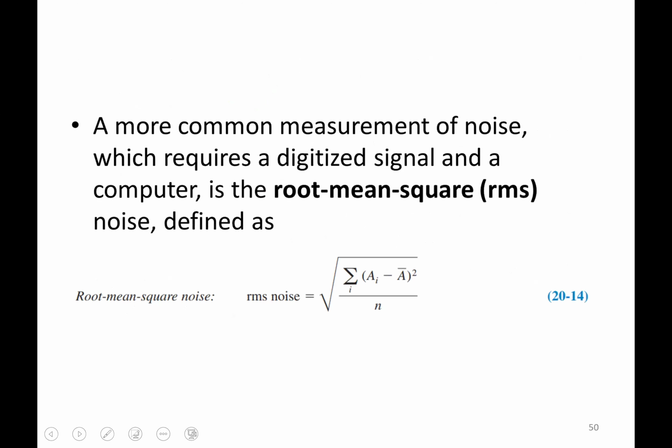So again, this is on how to calculate the root mean square noise. You see it's related to what? Root mean square noise is related to A, that is the analyte signal, minus the average, squared. This is a deviation over n, and it's a square root. This is like what we call the standard deviation. Does that make sense? Root mean square noise.